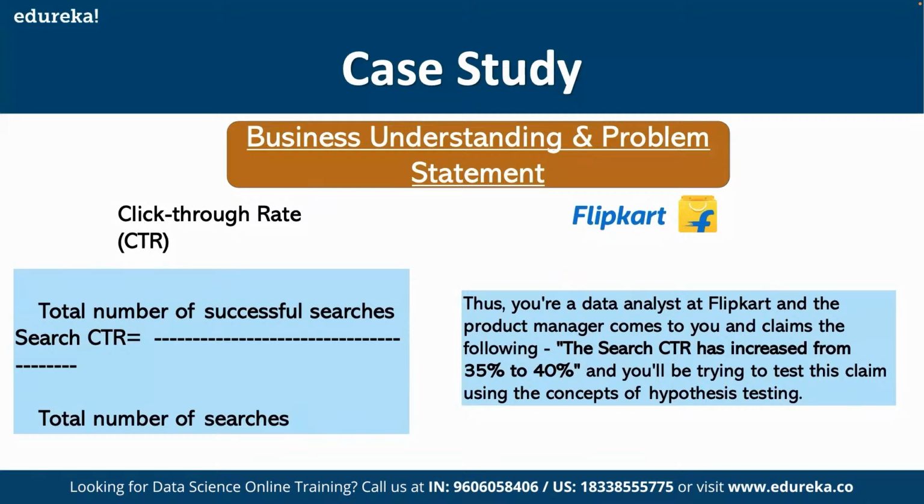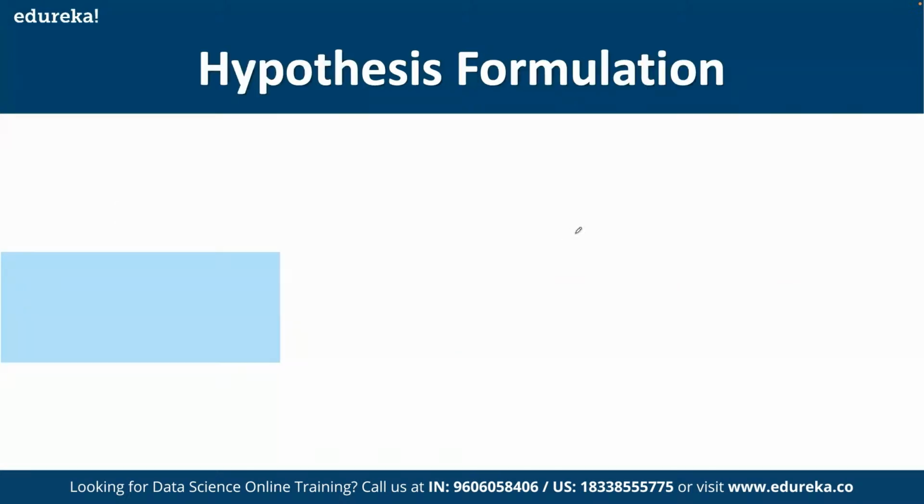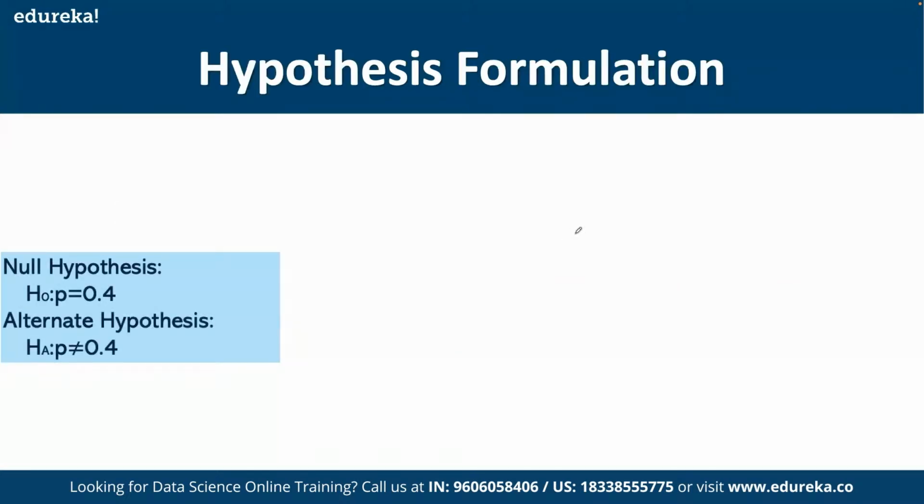To check that, you are going to perform hypothesis testing. The formulation is like this: first, you define the null hypothesis and the alternate hypothesis. The null hypothesis says that there's a 40% CTR, that is, P is equal to 0.4. And the alternate hypothesis is P is not equal to 0.4.